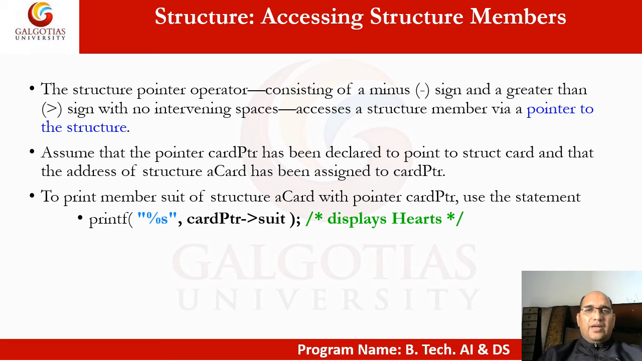The structure pointer operator consists of a minus sign and a greater than sign with no intervening space. It accesses a structure member via a pointer to the structure. Assume that the pointer cardPtr has been declared to point to struct card and that the address of the structure aCard has been assigned to cardPtr. To print member suit of structure aCard with pointer cardPtr, use this statement. So if you have declared cardPtr of type struct card, then you can use the arrow operator to find the value of the suit.